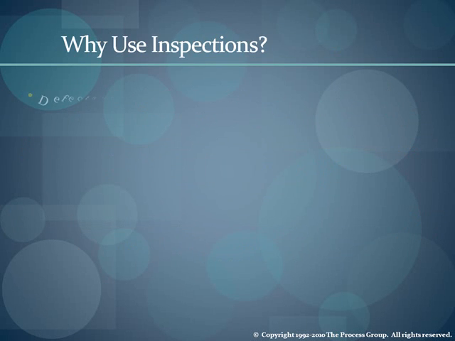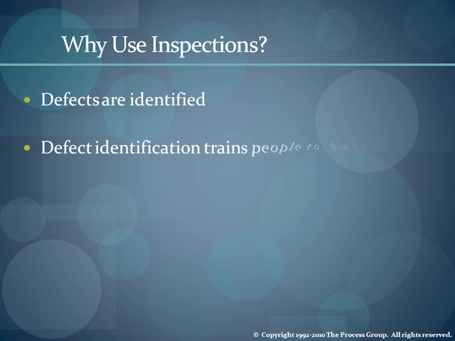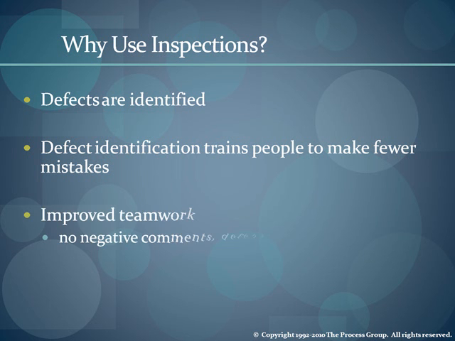So why would we use inspection? Well, the first thing, defects are identified. So we get to clean up the work. And that identification process, just doing it, just finding defects and becoming aware of those, will train the people to make less defects. It's this kind of a secondary effect of inspection. If you are told continually what mistakes you have made in a nice way, then you will start to kind of learn how to avoid those mistakes and make less mistakes.